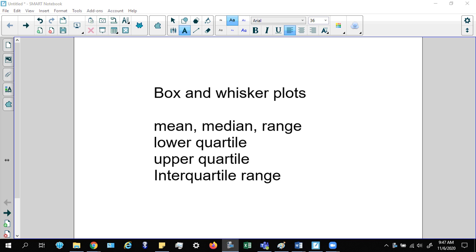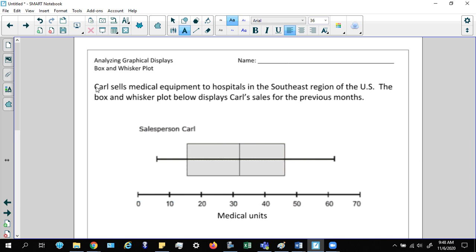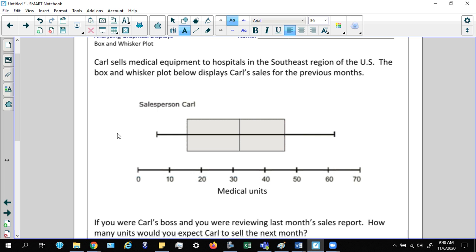Now, you might be asking, what is a box and whisker plot? What does it look like? Well, here we go. Here is a box and whisker plot. There's a story that goes along with it, so let's read it. Carl sells medical equipment to hospitals in the southeast region of the U.S. The box and whisker plot displays Carl's sales for the previous months.